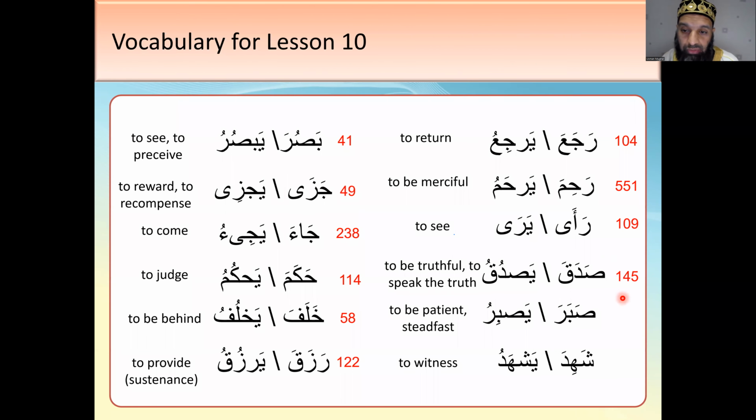Sadaqa is to speak the truth. Siddiq, Abu Bakr Siddiq radiallahu anhu, is from there. Sabara is sabr. We know the sabr. Sabara yasbiru. Right, and last one, shahida, yashhadu. Shahida means to witness, and yashhadu is witness. And the one who's shaheed, he's a witness. Right, so that's the end.